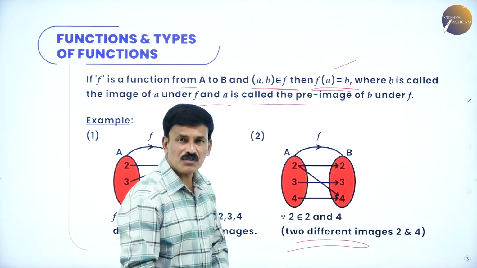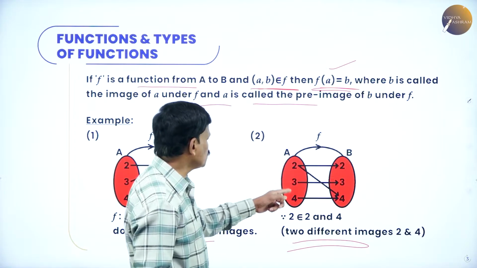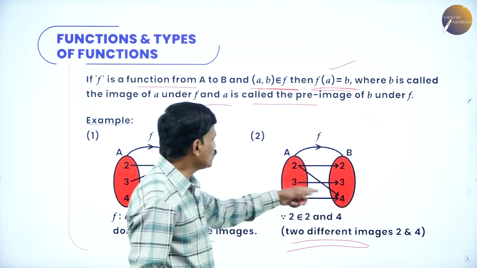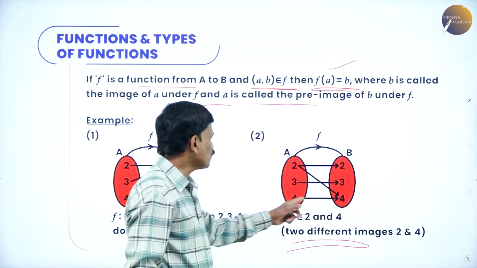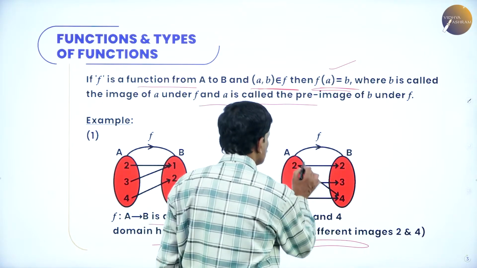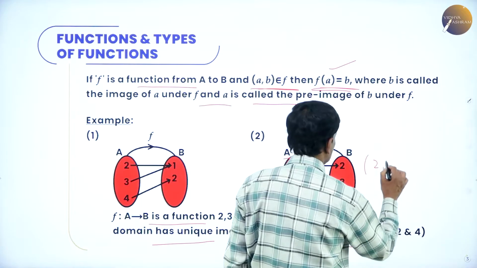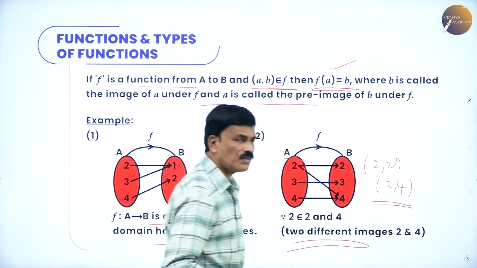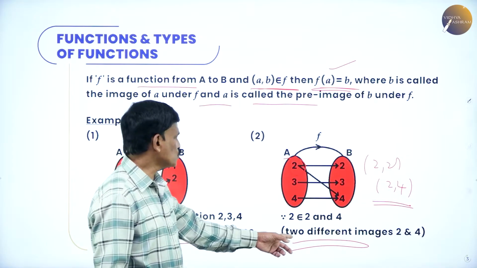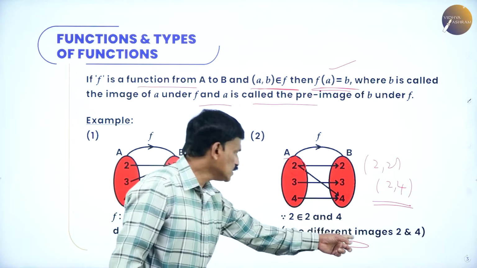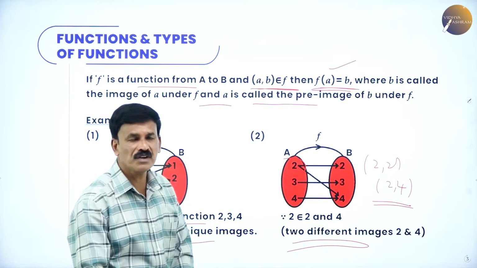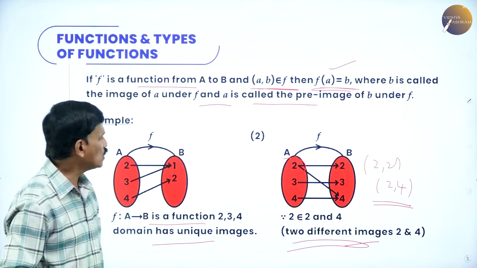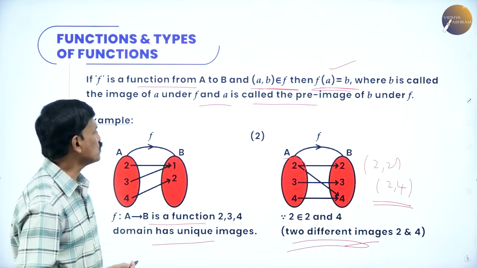Now, let us consider one more function here. A contains 2, 3 and 4. B contains 2, 3 and 4. The mapping is 2 to 2 and 2 to 4, again 3 to 3 and 4 to 4. This element 2 is used 2 times: 2 to 2 and 2 to 4. This is not a function because here there are 2 different images for the element 2. 2 will have 2 different images, 2 and 4. Therefore, this is not a function. Okay.